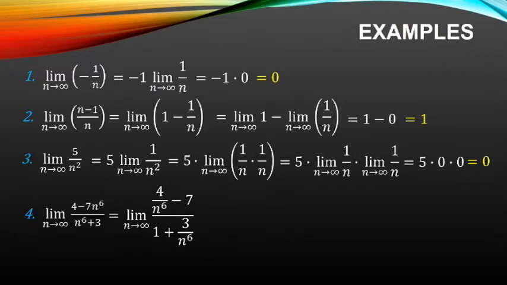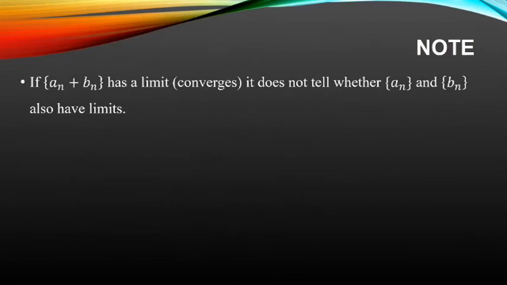So taking the limit of both numerator and denominator, since nasa denominator yung n ng 4 over n raised to 6, it approaches 0. Then constant yung 7. The denominator constant yung 1, so it's still 1, plus 3 over n raised to 6 as n approaches infinity, that approaches 0. So we have 0 minus 7 over 1 plus 0 is equal to negative 7 over 1, we have negative 7. Take note.